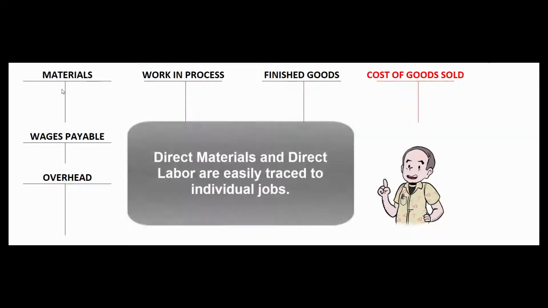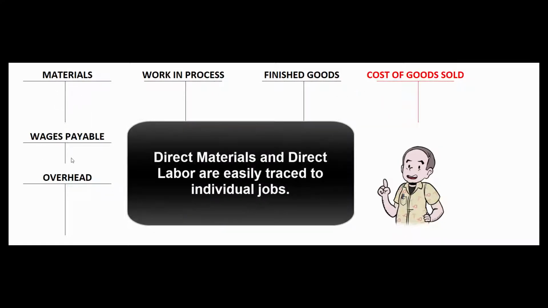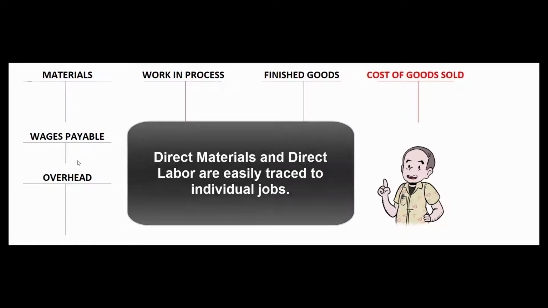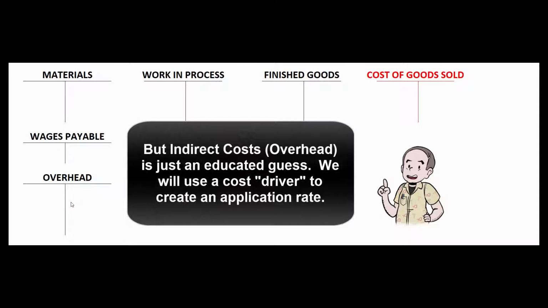It's going to be pretty easy to track the materials per job and the labor per job. We have systems in place for that. But indirect costs like factory rent, like depreciation on equipment that's used on all the different projects, that's going to be harder. We're going to have an overhead application rate to apply estimated amounts of overhead to the jobs.